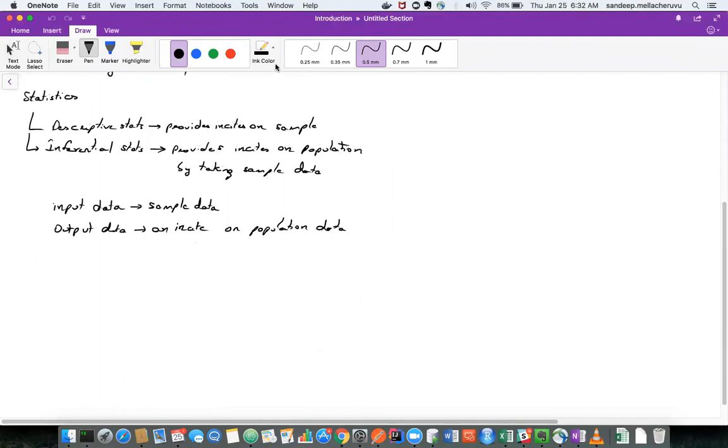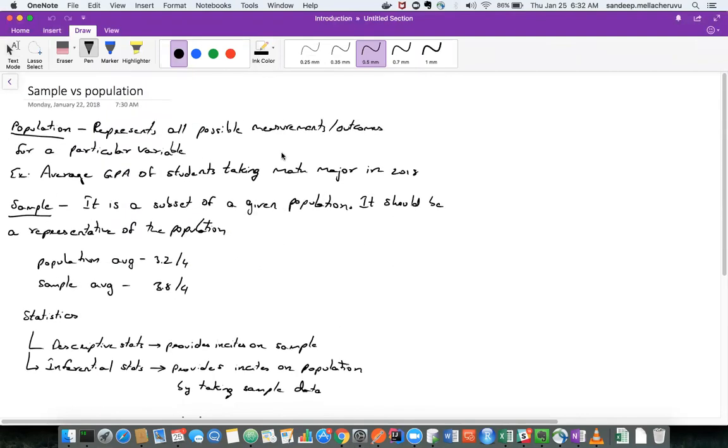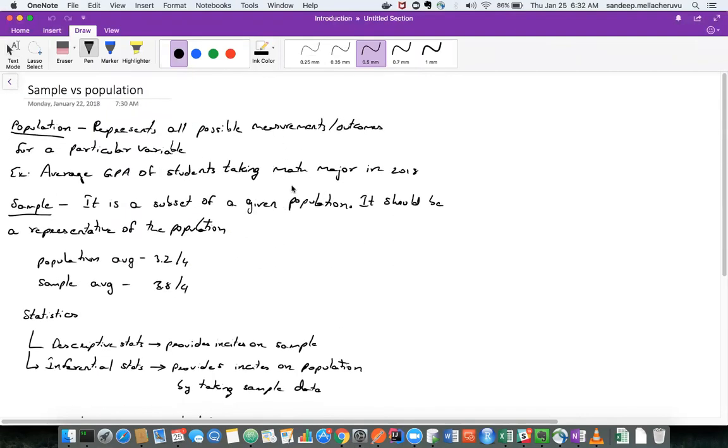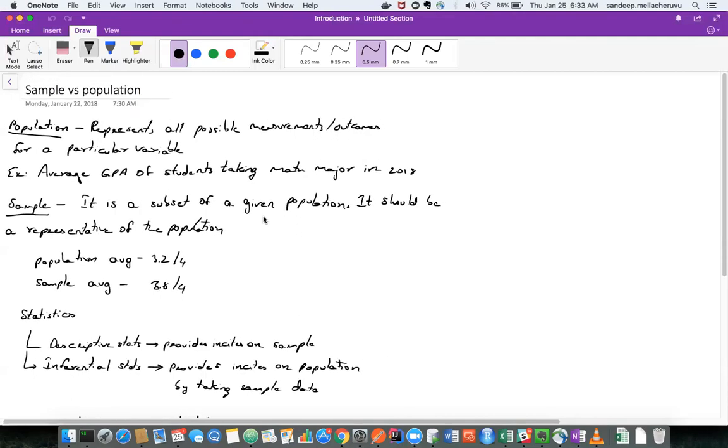Sandeep, I have a question here. Regarding the sample, we are taking a subset. Since we can't take all the values of the population, we will take some of the elements. But how can we assure that the sample we took is not biased or anything?